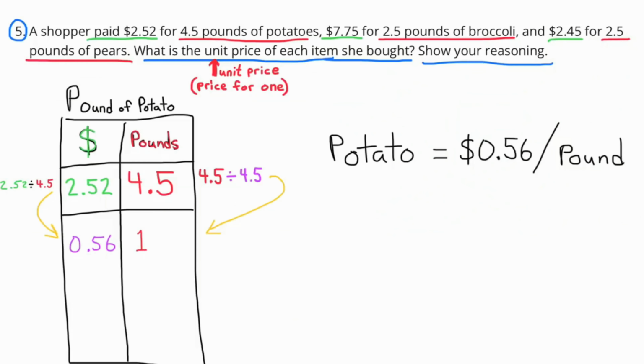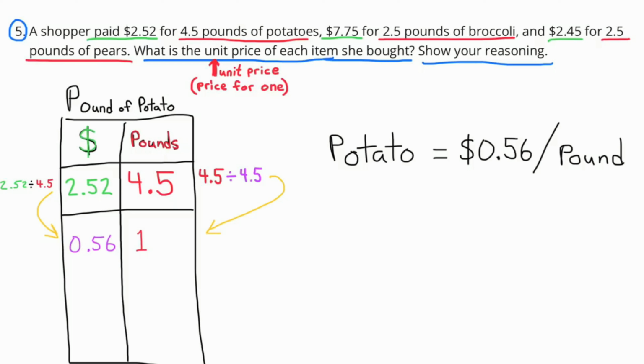Number 5. A shopper paid $2.52 for 4 5/10 pounds of potatoes, $7.75 for 2 5/10 pounds of broccoli, and $2.45 for 2 5/10 pounds of pears. What is the unit price of each item she bought? Show your reasoning. Pounds of potatoes is on the right in red, and the dollar amount that she paid is on the left in green.